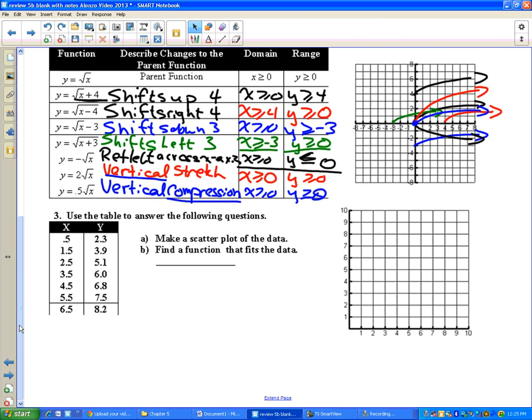Let's look at number 3. Number 3, use the table to answer the following questions. Make a scatter plot of the data. Find a function that fits the data. I'm going to scatter plot it on my graph first.